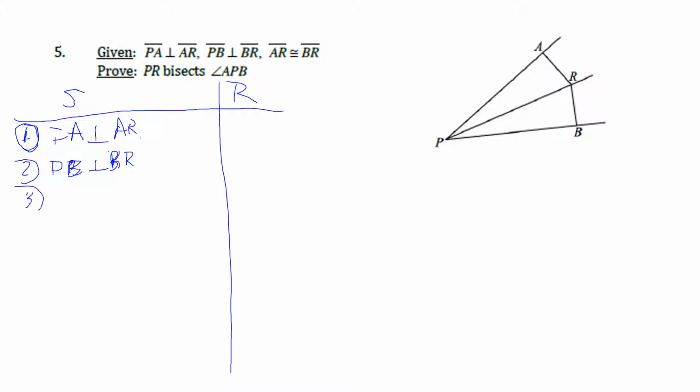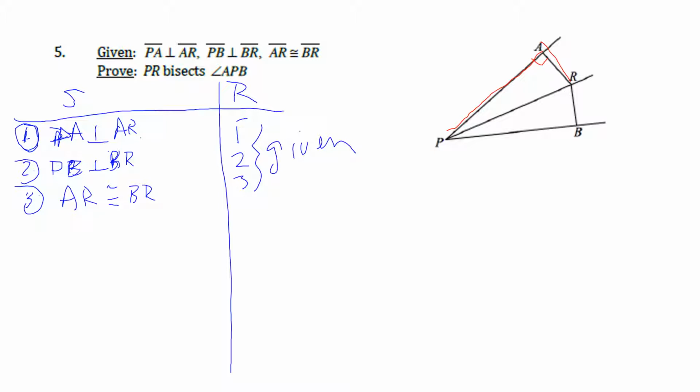And I have 3 givens. AR is congruent to BR. I'm going to be lazy, and I'm listing these all 3 together, and I'm writing given. All right, so let's see what I can mark off on my diagram based on those 3 givens. PA is perpendicular to AR, and so I'm looking for a right angle. If I'm looking at PA perpendicular to AR, I see there's a right angle right there.